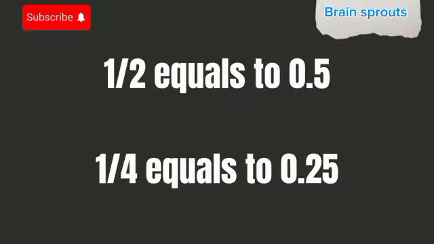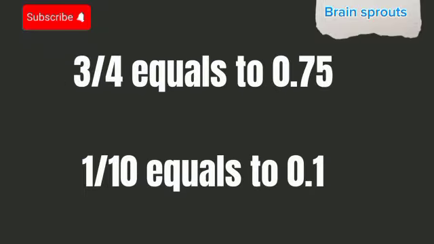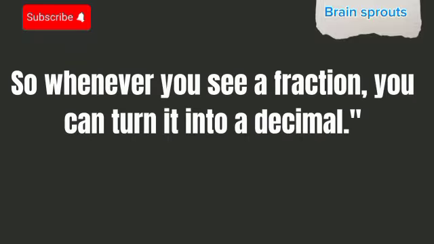1 over 2 equals to 0.5. 1 over 4 equals to 0.25. 3 over 4 equals to 0.75. 1 over 10 equals to 0.1. So whenever you see a fraction, you can turn it into a decimal.